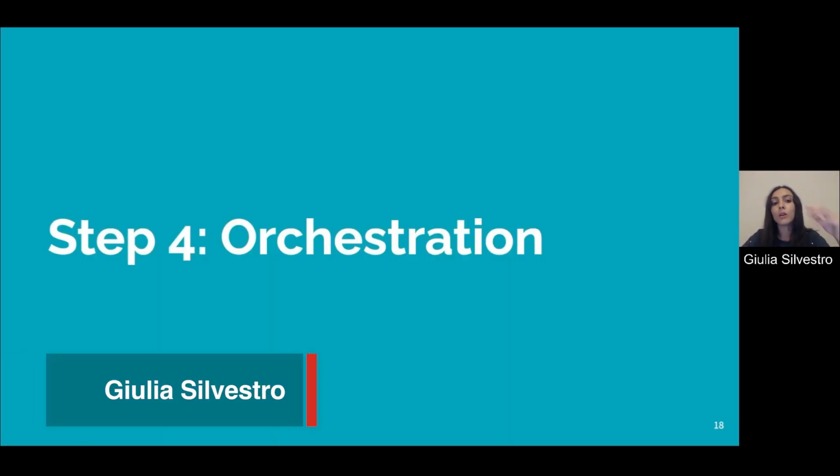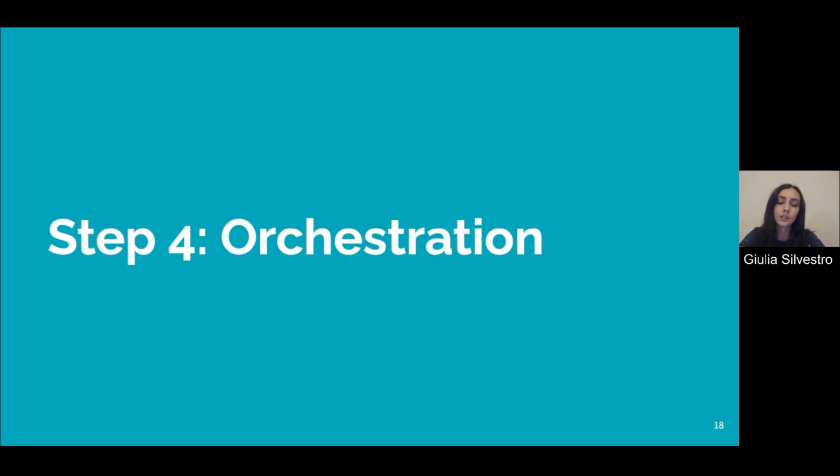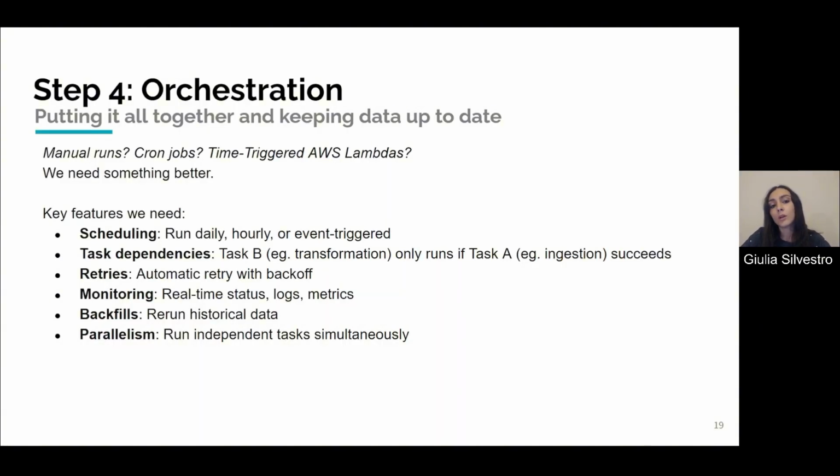So now that we've got all the ingestion and transformation process in order, we need to focus on how to make it run. Because right now it only runs when we manually execute Python scripts. But in production we need automation. So we will need an orchestrator, because your first approach could be manual runs, cron jobs, or time-triggered AWS Lambdas, but we need something that's better and suitable for this task.